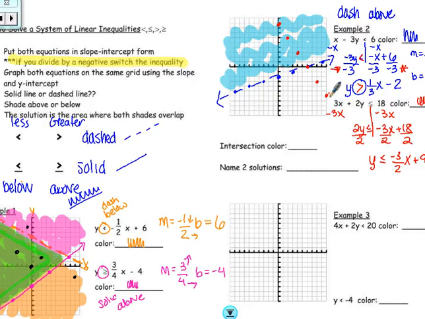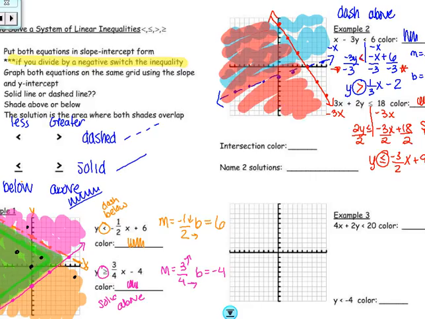Since this is less than or equal to, I am a solid line, and I can color below the line. So solid line, shading below. Which means that my intersection color is where my red and my blue overlap. So that would be everything in this triangle, or this section of the graph. Okay? And my intersection color was yellow.